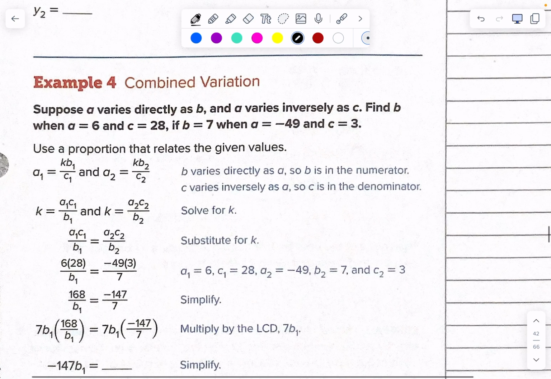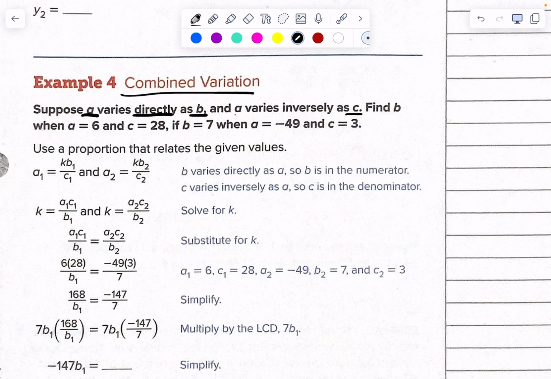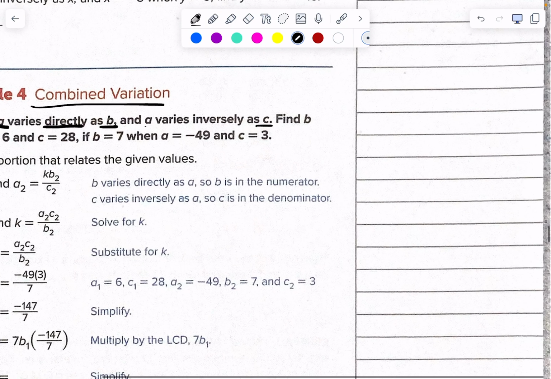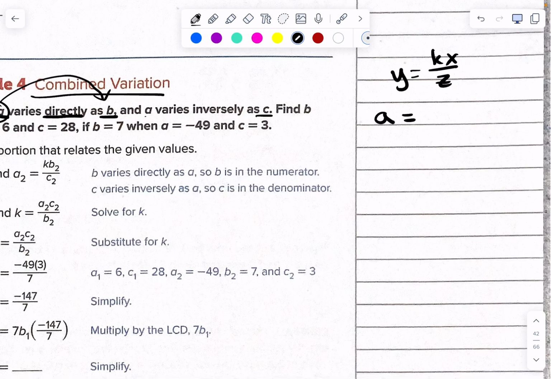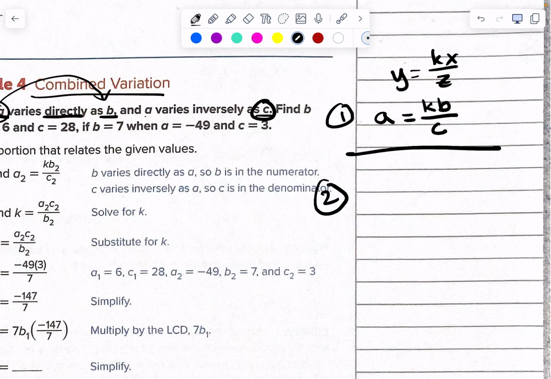Okay, example 4, this is combined variation. Notice the wording that they use, okay? Suppose A varies directly as B and A varies inversely as C. We're combining those together, okay? So normally combined is y equals kx over z, but now I've got different variables. A is now where the y goes. X is now going to be called B, and it varies inversely as C. So C goes in for Z. So this is my equation. This is step number 1. Step number 2, I'm solving for K.